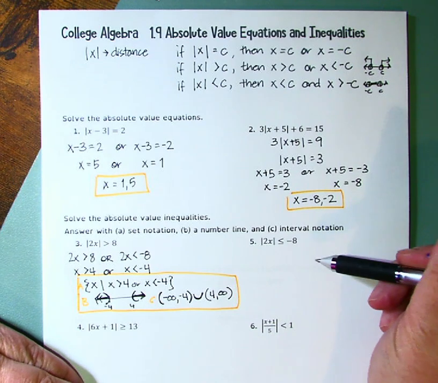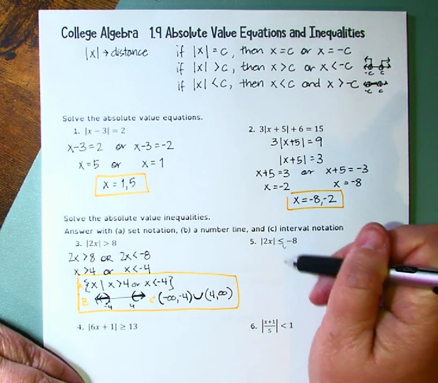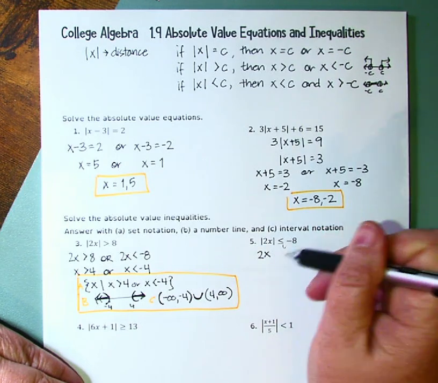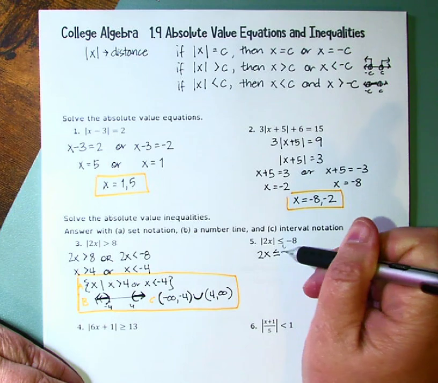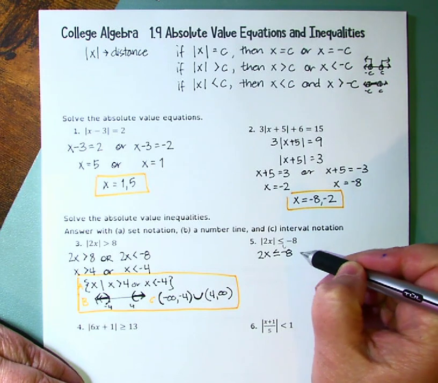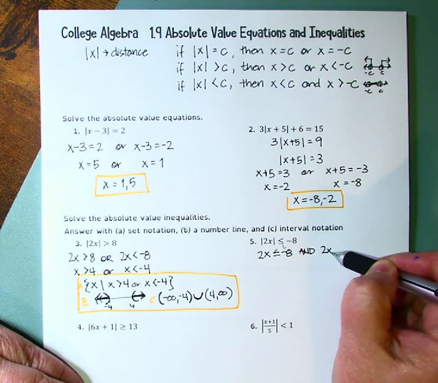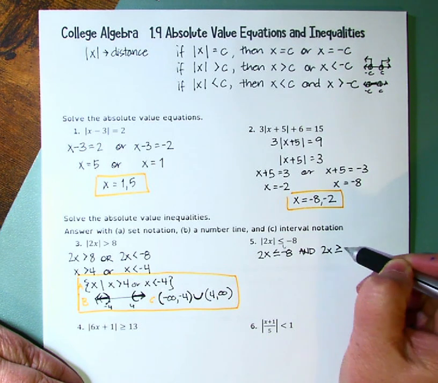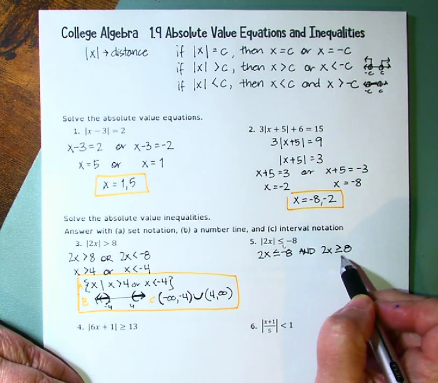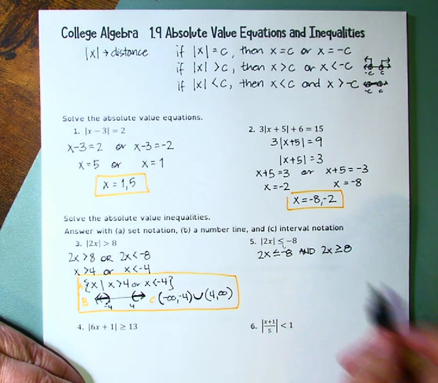All right. Number 5, I tried to do the same thing, but I switched the sign so that you could see what that looks like. When it is less than or equal to, this means that the 2x could indeed be less than or equal to -8. Because it's less than, this is an and. And it also must be true that that 2x is greater than or equal to +8. I'm changing the sign on the number. I flip the sign on the inequality.